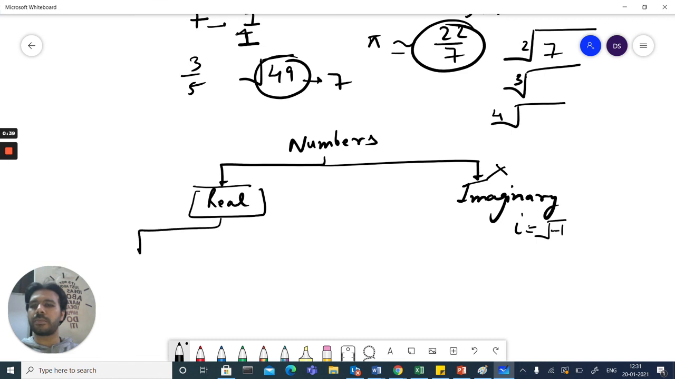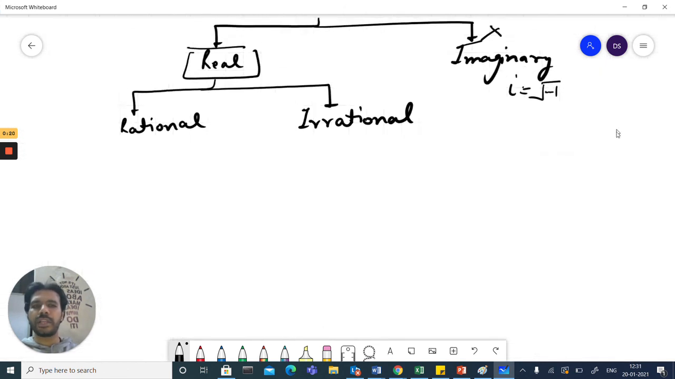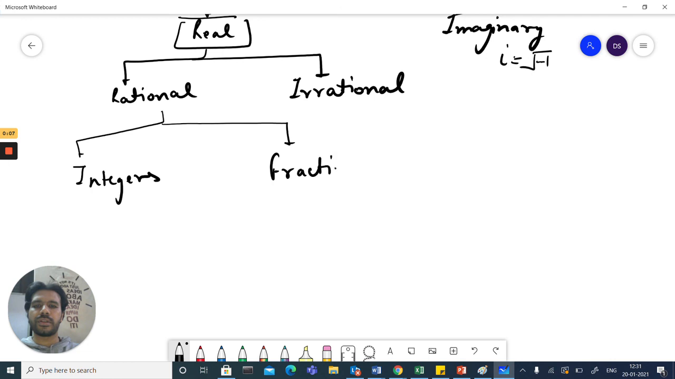Now within real numbers, the first bifurcation was what we just did, rational and irrational numbers. So rational numbers and irrational numbers are your first bifurcation of real numbers. So we have just understood what is a rational and what is an irrational number. Now if I have to find out the further bifurcation for rational numbers, the rational numbers would be further divided into integers and fractions, right? So we start with real and imaginary, go to rational and irrational, and integers and fractions.